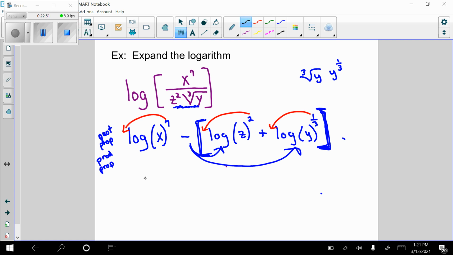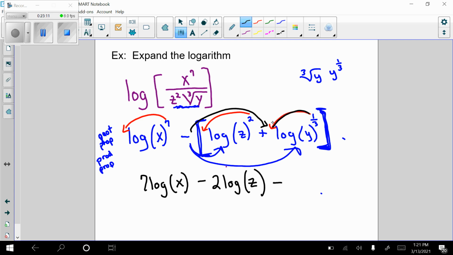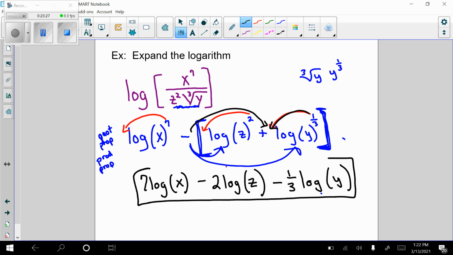So I'm going to have 7 log x minus, bring that 2 out front, 2 log z. I'm distributing a subtraction, so that's going to become a minus, and that 1/3 is coming out front. So 1/3 log y. You could rearrange it alphabetically if you wanted to, but there's really no need to. All right, so there's that one.